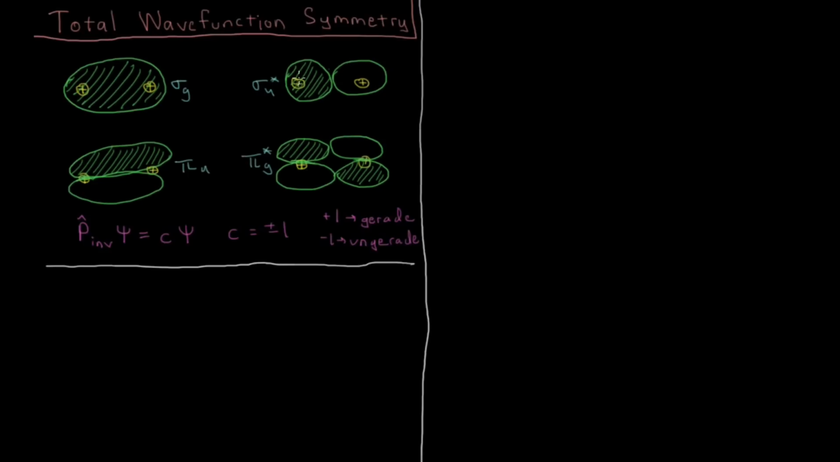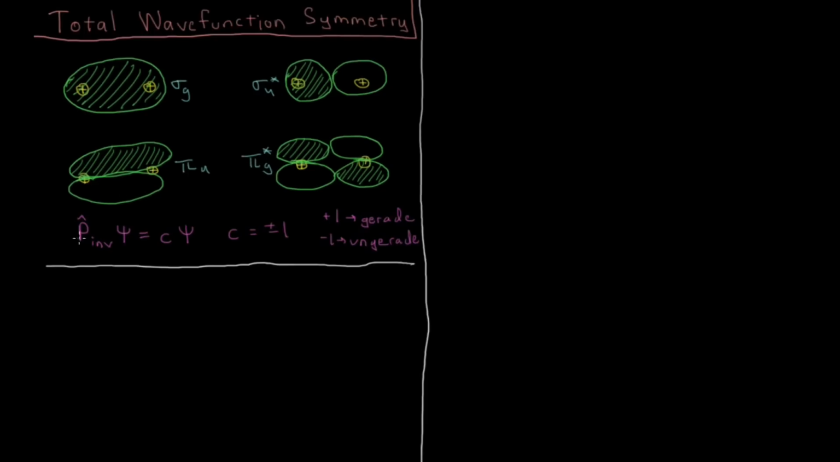of your wave function. And similar thing with pi bonding orbitals, you go from positive to negative, positive to negative, anytime you invert through that center there. And same thing with the antibonding orbitals for pi bonds. You have pi star g, they are gerade because you go from positive to positive, negative to negative, 0 to 0, etc. So those are symmetric, they are gerade.